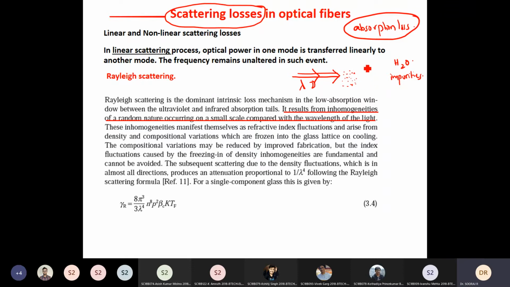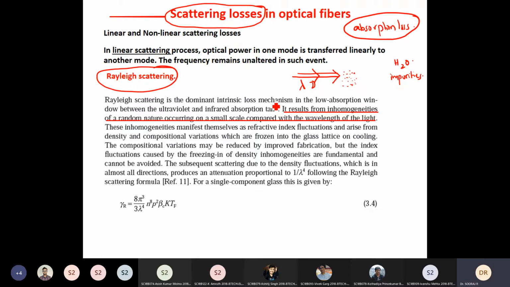let's say that the direction changes. The direction changes, however, the frequency remains the same. So if the frequency is unaltered in such a scattering process, you call it the linear scattering process. So only the direction changes. A common example of a linear scattering process is what is called Rayleigh scattering.